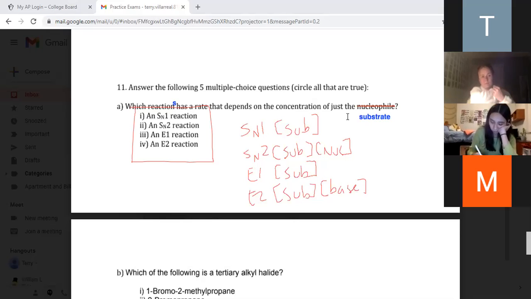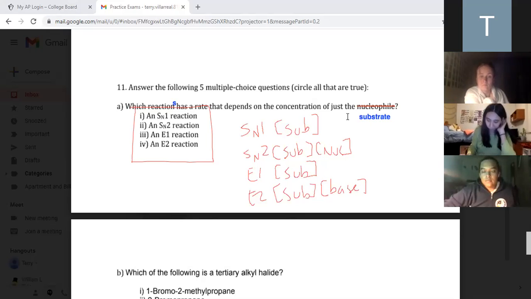SN2 and E2, the nucleophile attacks the substrate, or the base will remove the proton. So that's why those ones require it. But if you change the concentration of the substrate for any of these reactions, you will change the rate. If I change the concentration of a nucleophile, I only impact the rate of SN2. I will not impact the rate of SN1, and the same thing with base. Does that make sense? Okay.